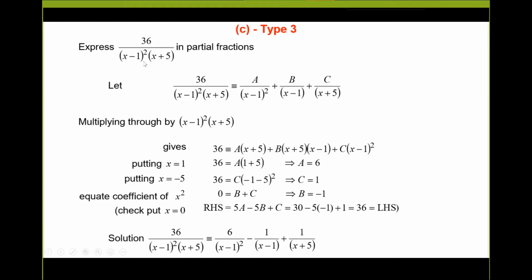So if I want to get a common denominator, I would have to multiply this term by x plus 5. A times x plus 5. I would have to multiply this term by both another x minus 1 and an x plus 5. Another x plus 5 and an x minus 1. I would have to multiply this term with c in the numerator times x minus 1 squared. That would give me a common denominator of x minus 1 squared times x plus 5. If I was going to write it all out, it would look like this.